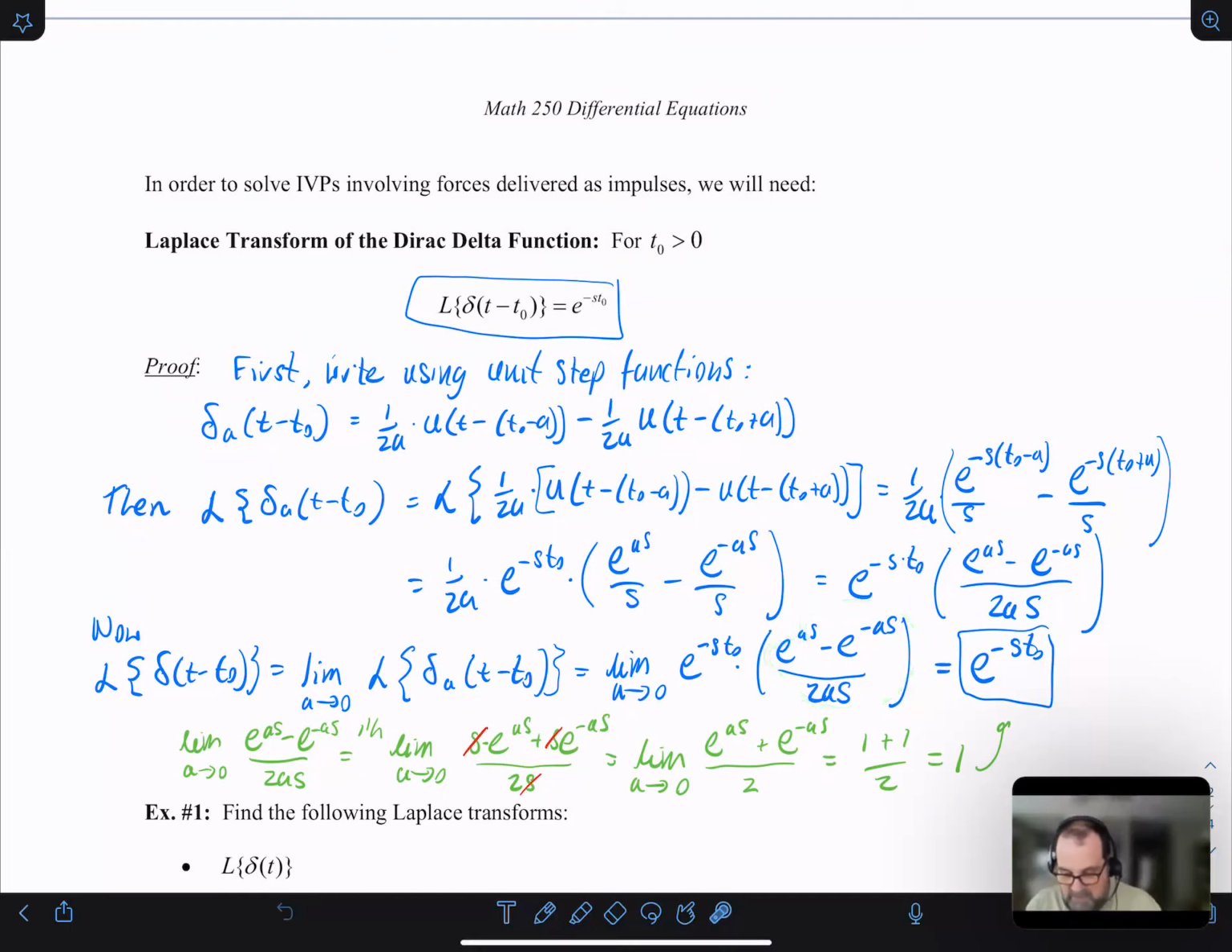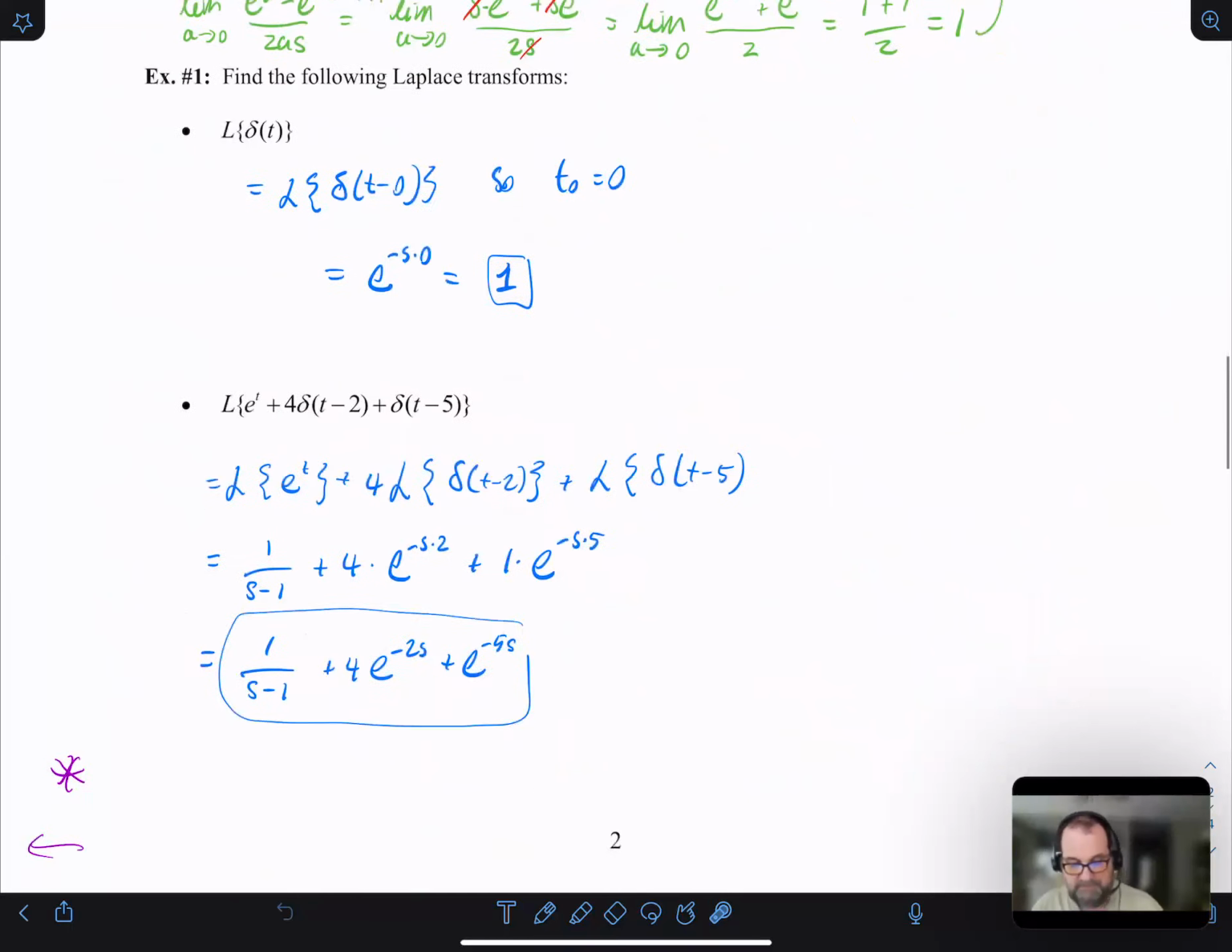And if you work this out, this ends up being our result, e to the minus st0. If you want to see the work for this limit, that is a L'Hopital's limit derivative. So you can use L'Hopital's rule to sort this out. So this is the result that you get. Laplace transform of the Dirac delta function, delta t minus t0, is e to the minus st0.